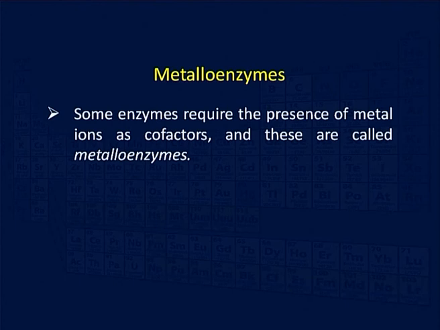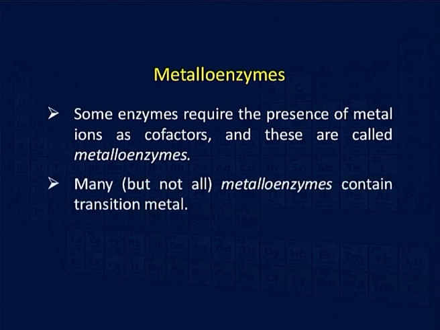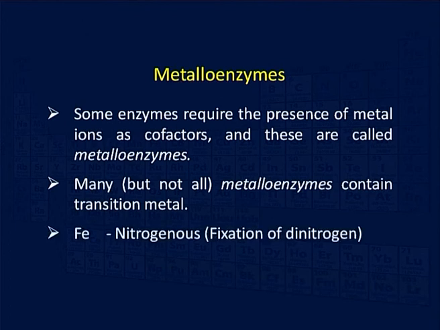The third example of a catalyst is provided by metalloenzymes. You are all aware of enzymes. Enzymes are biocatalysts and they carry out reactions under very mild biological conditions. Some enzymes or biocatalysts require a metal ion as a cofactor, and therefore they are called metalloenzymes. Examples include nitrogenase, a famous metalloenzyme in which iron is used as a catalyst, and which performs the function of fixation of dinitrogen.